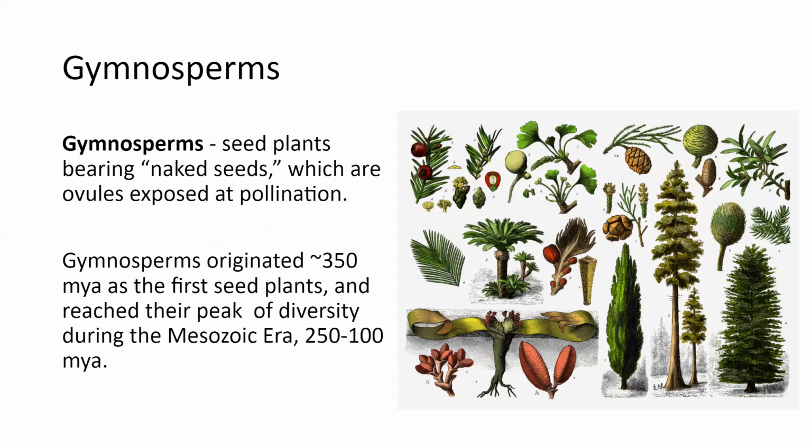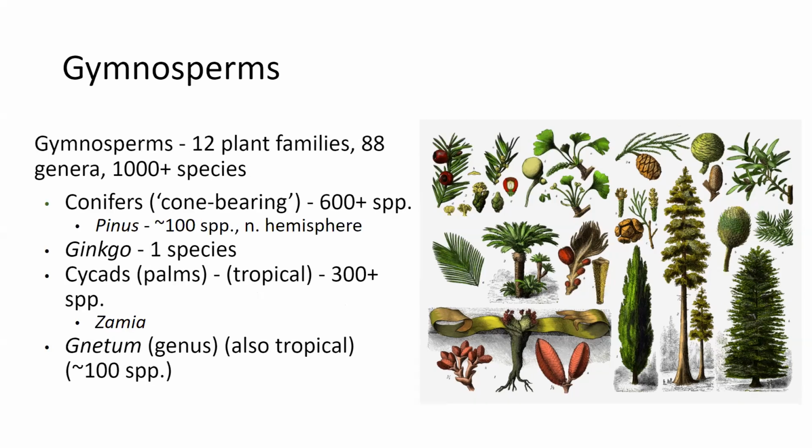They developed around 350 million years ago as the first seed plants, and actually reached their peak of diversity during the Mesozoic era, so about 250 million years ago. And you can see some examples of gymnosperms shown on the right. So there are quite a few that we will not get to in dendrology class, but gymnosperms are fairly simple. We have 12 plant families, 88 genera, and about 1,000 species, as I mentioned.